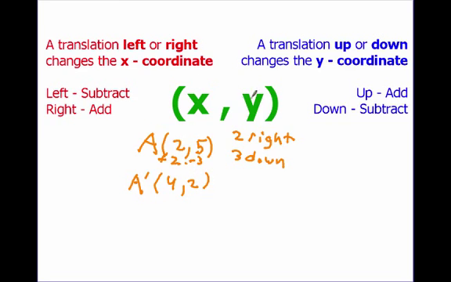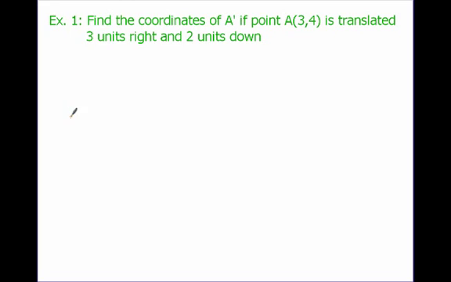We simply add or subtract from our original coordinates based on whether we're moving left or right or up or down. So, why don't you go ahead and try this problem. It says, find the coordinates of A prime if point A at 3, 4 is translated 3 units right and 2 units down. Alright, so now that you've tried it, let's figure this one out.